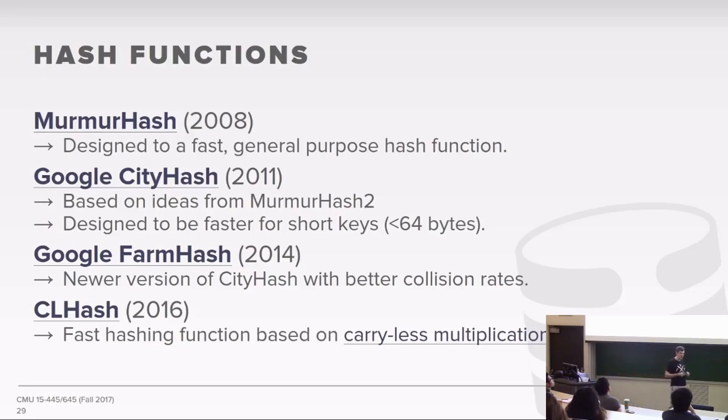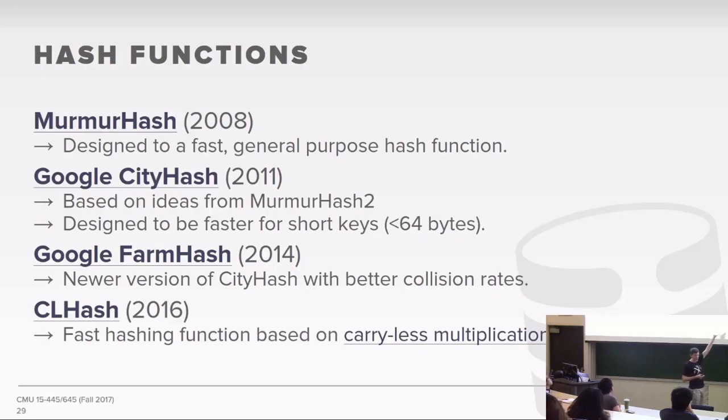Things like Postgres, SQL Server, DB2 and Oracle, if you actually look in their code, at least Postgres can do this, they all implement their own custom hash function. But most of the newer systems that have come out in the last 10 years are probably using one of these. MurmurHash was the first hash function that got notoriety that was designed to be a fast general purpose hash function you can use in these hash tables. And then the Google guys in 2011 basically took the second version of MurmurHash and optimized it to work better for shorter keys.